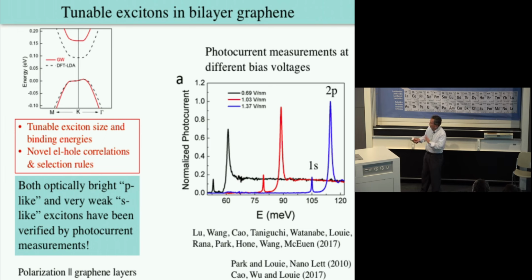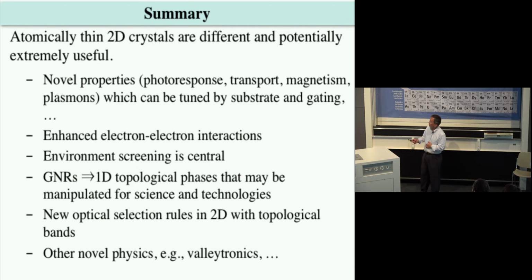For example, let me skip that. For example, if you look at bilayer graphene in the electric field, which has a gap, this is a dipole-allowed system, so you expect the S exciton to be bright and the P exciton to be forbidden, but you actually have the opposite. The P-like one is very bright, the S-like one is very weak, and that's due to this winding number of the electronic state, a topological effect.